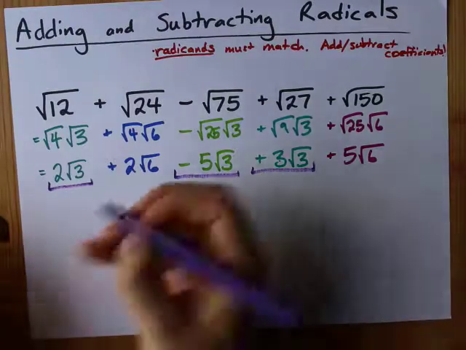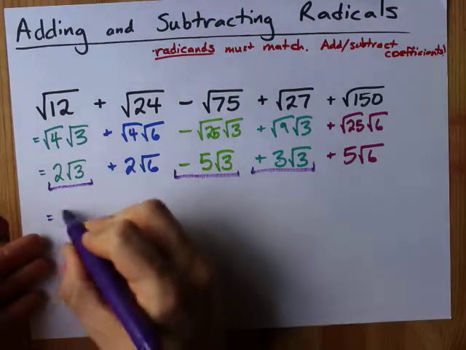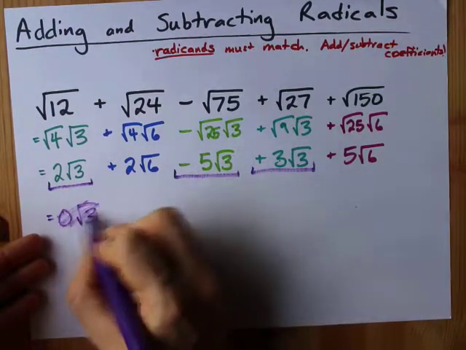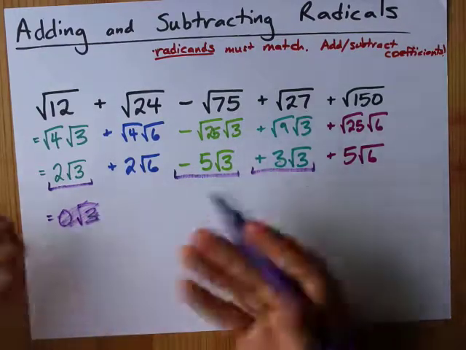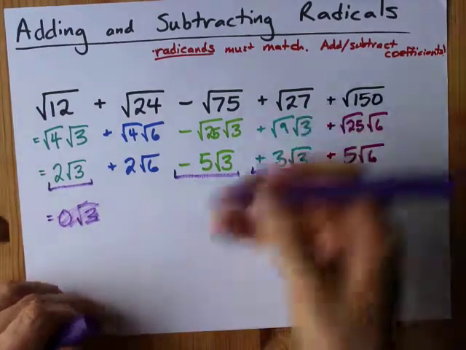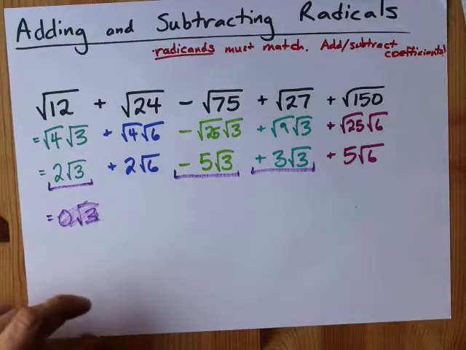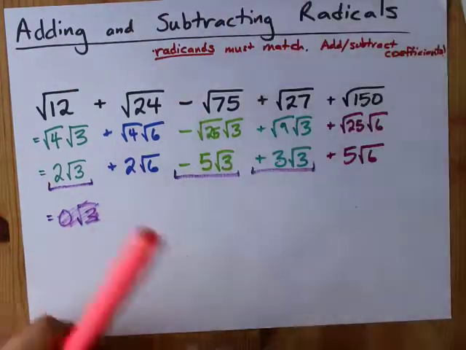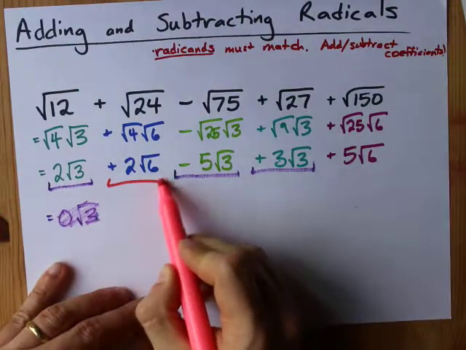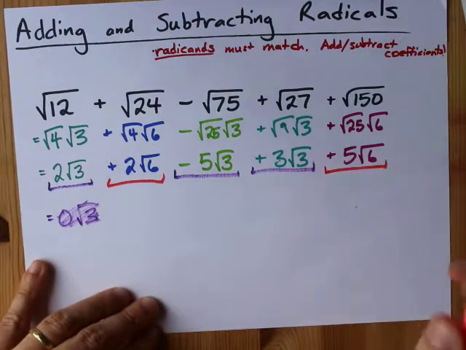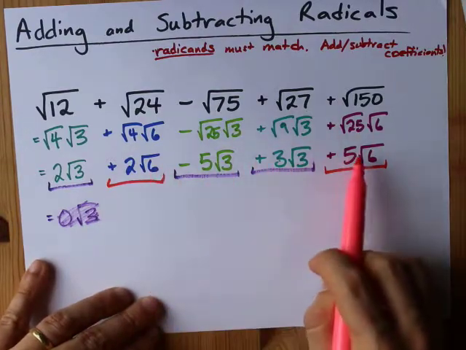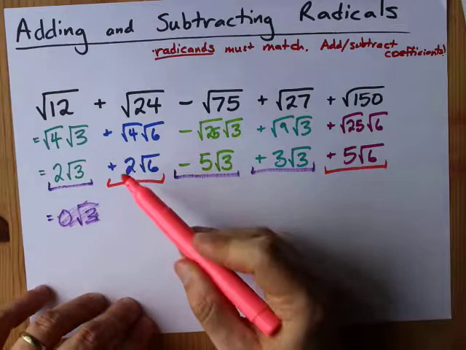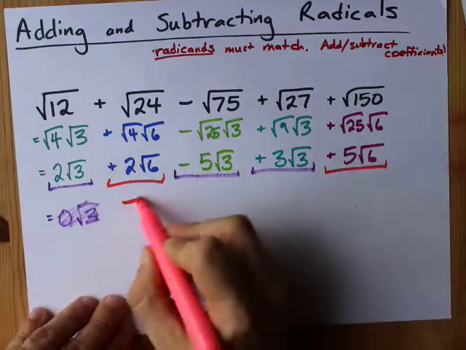Well, that just cancels out. I could write 0 root 3, but nobody would do that. 0 times anything is 0. I can't believe those canceled. Not my best example, but whatever. And finally, I can combine my root 6's. I've got 2 root 6 here, plus 5 root 6. I can combine them because the root 6's match, and 2 plus 5 is 7.